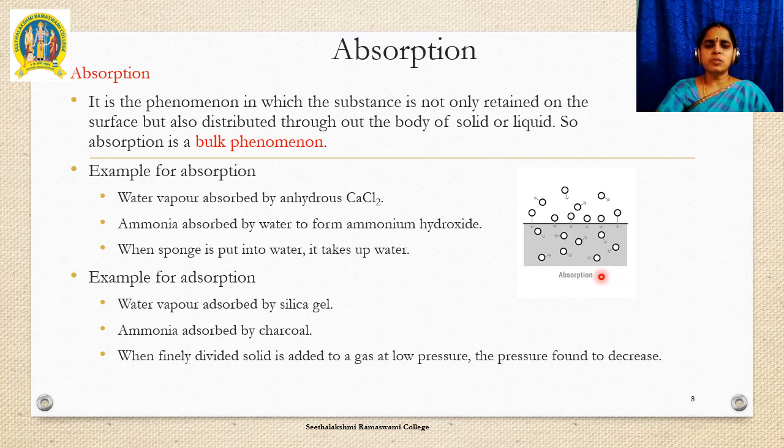Some examples of absorption are water vapor absorbed by anhydrous calcium chloride and ammonia mixed with water. When a sponge is put into water, it takes up the water completely. Some examples of adsorption are water vapors adsorbed by silica gel and ammonia adsorbed by charcoal.